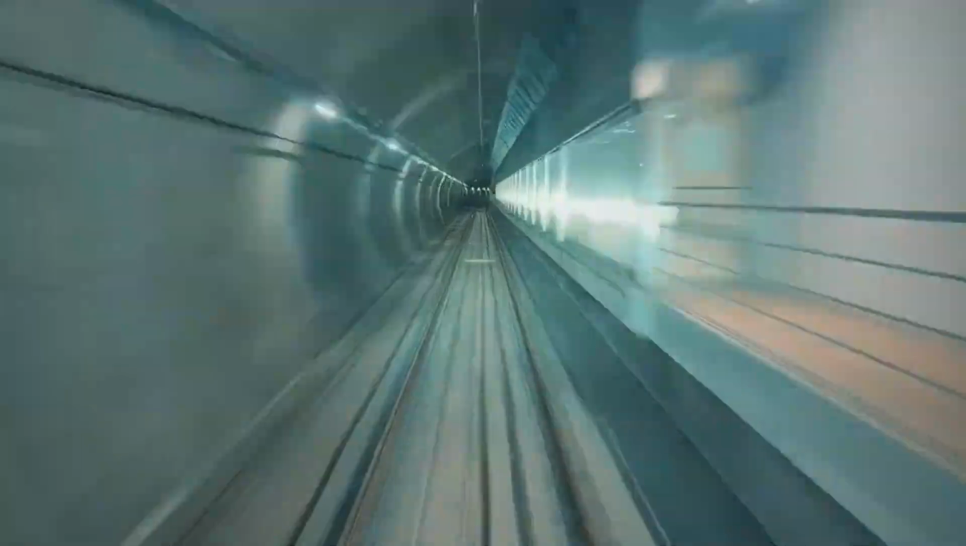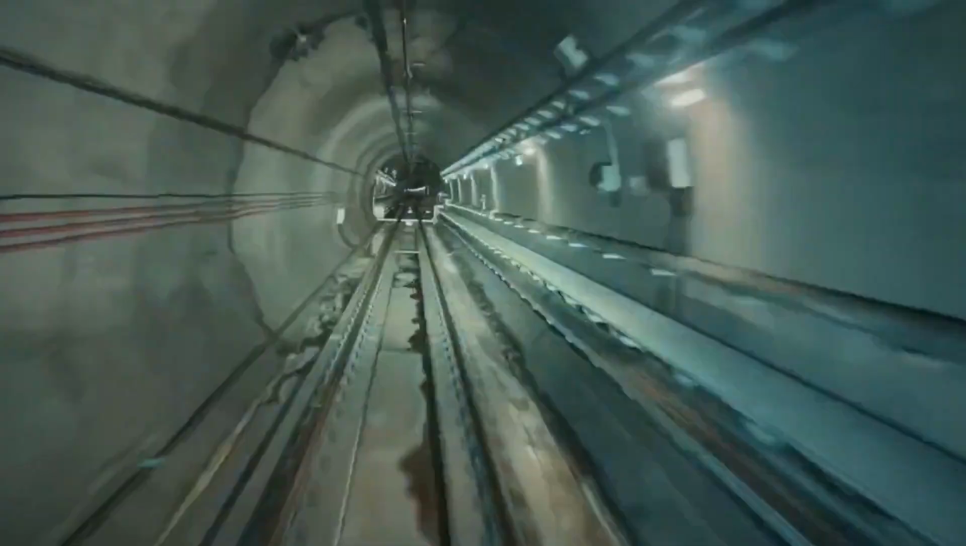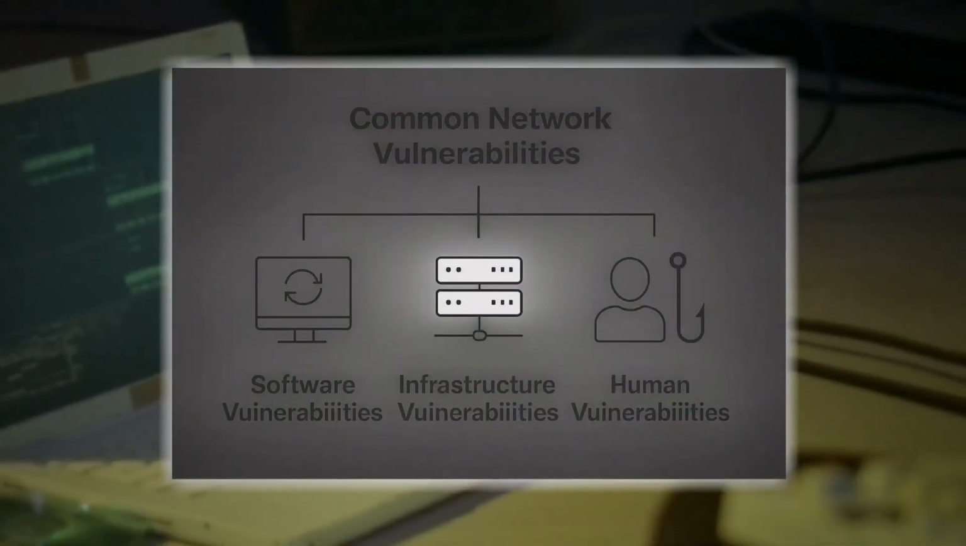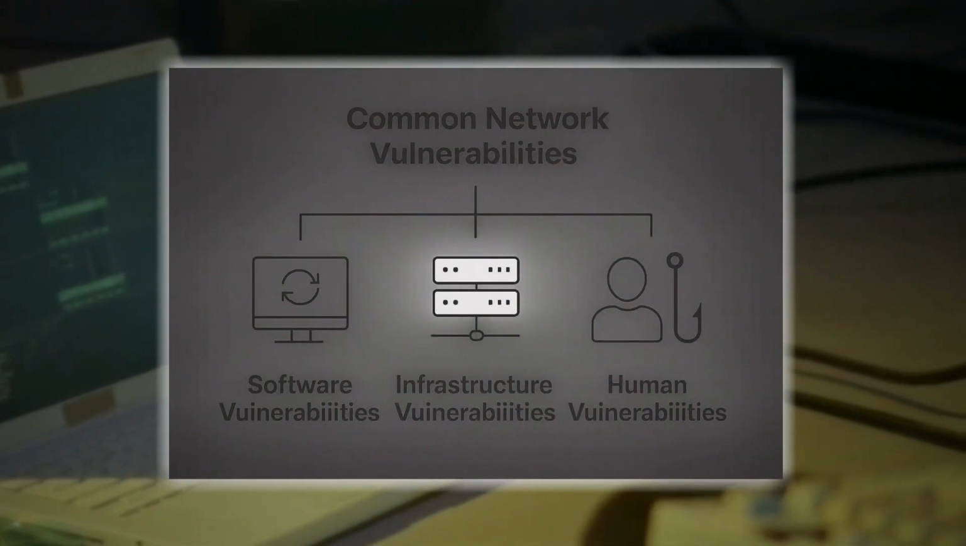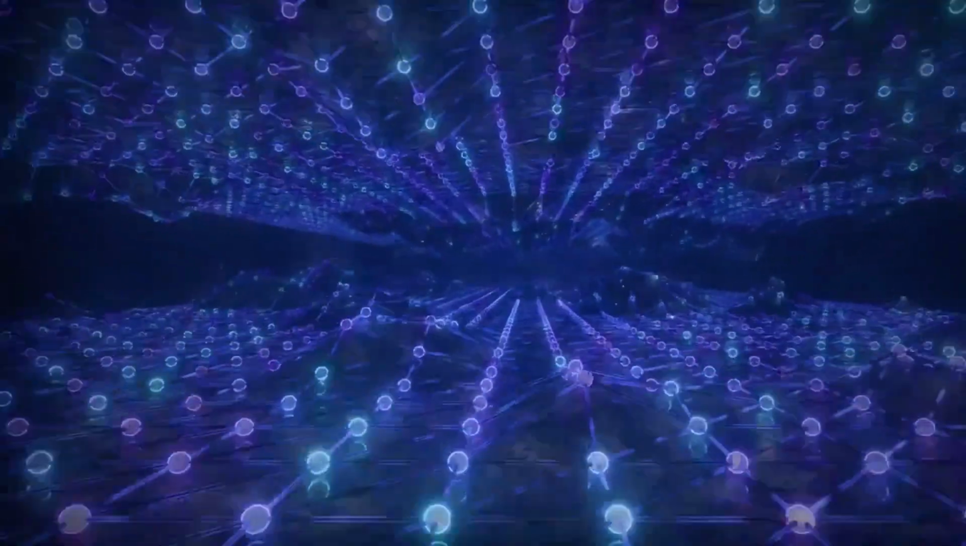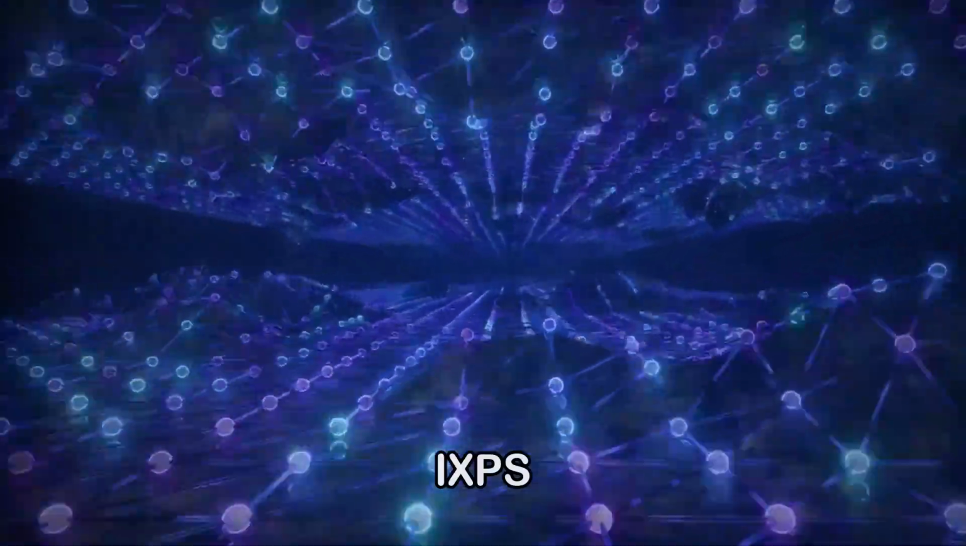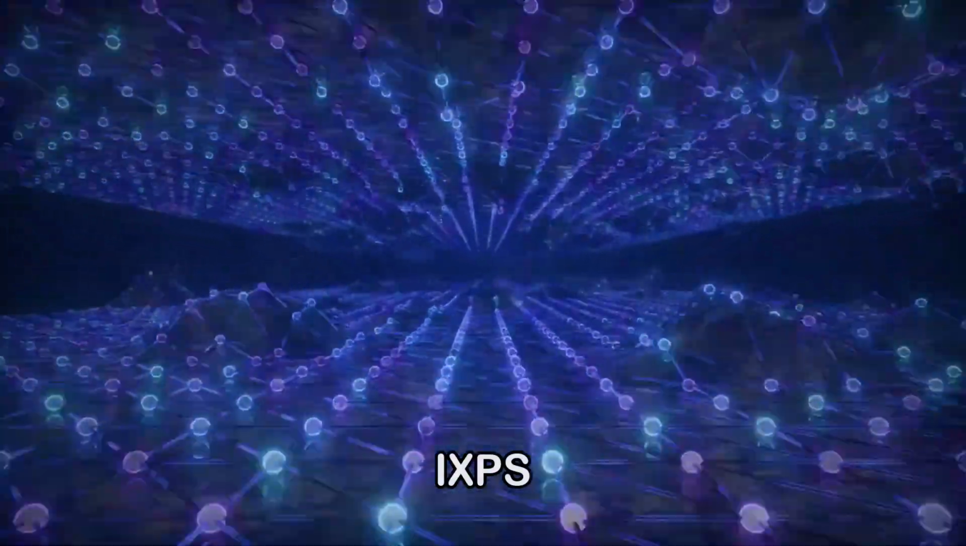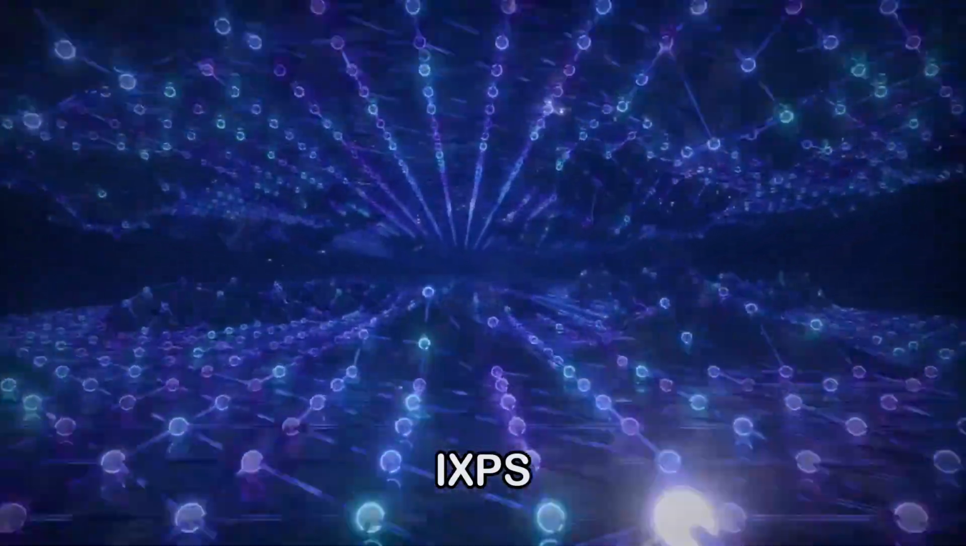Your data travels through this backbone, passing through routing equipment at various points, until it reaches a location where your provider connects to other networks. These connection points are called Internet Exchange Points, or IXPs, and they're the physical places where different networks meet and exchange traffic.